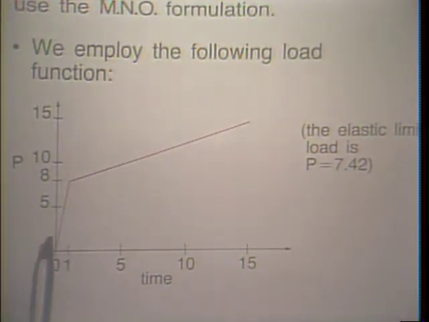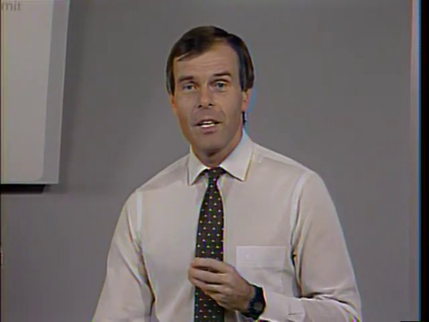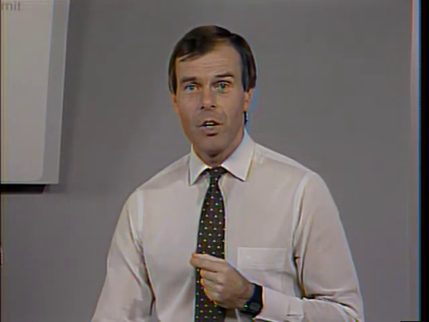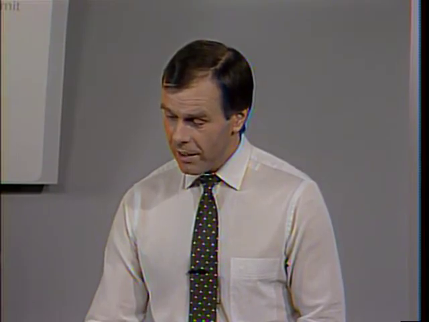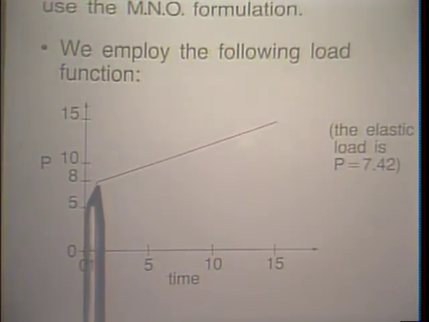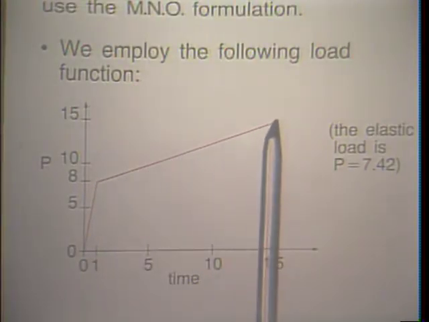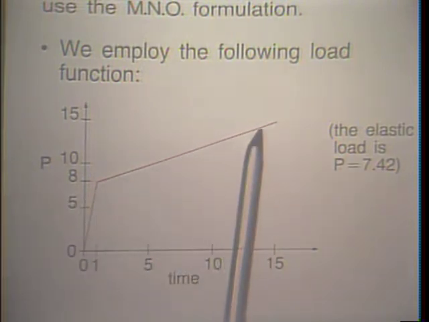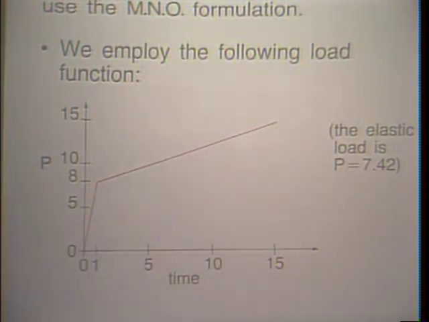There is very little point in using a lot of steps here, because we know that an M&O formulation will reduce to a linear analysis until the yield point is reached, or the elastic limit load is reached. So we can go basically in one step right up to the elastic limit load, and then we take a series of steps to trace out the nonlinear response beyond the elastic limit load.